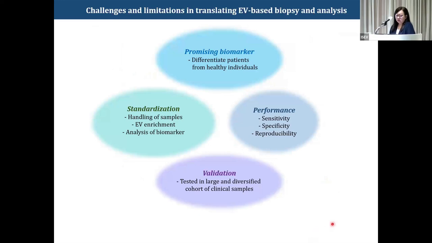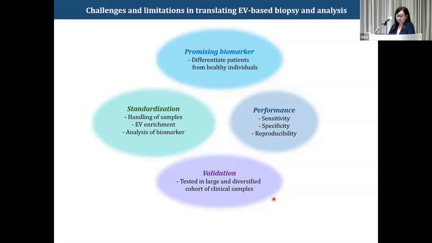So to end this talk, I would like to highlight that the translation of EV-based biopsies for clinical diagnosis is just beginning and also requires further consideration. First, we need to have promising biomarkers expressed on the EVs that can clearly differentiate patients and healthy individuals. Second, the standardization needs to be established for all procedures, as mentioned by Ring this morning, such as the handling and storage of samples, EV enrichment, and analysis of biomarkers.